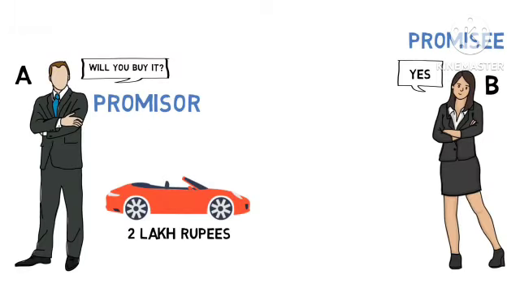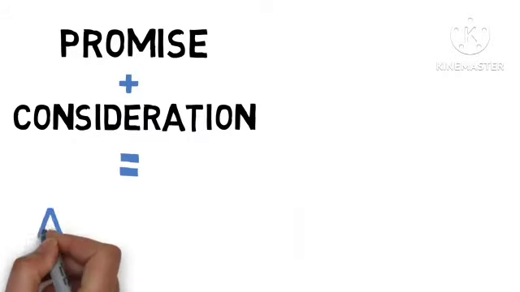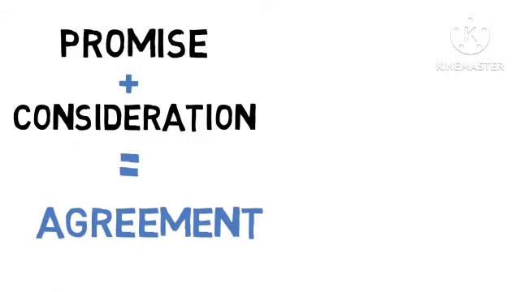So in the example that we have taken, A is a promisor and B is a promisee. At the desire of A, who is the promisor, B is ready to pay 2 lakh rupees. B will be called a promisee, and this amount, 2 lakh rupees, will be called consideration. And when promise and consideration come together, it becomes an agreement.